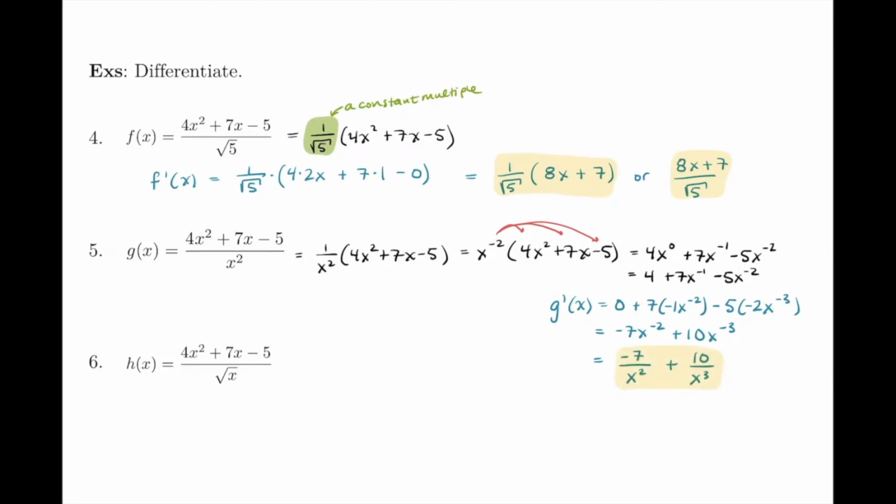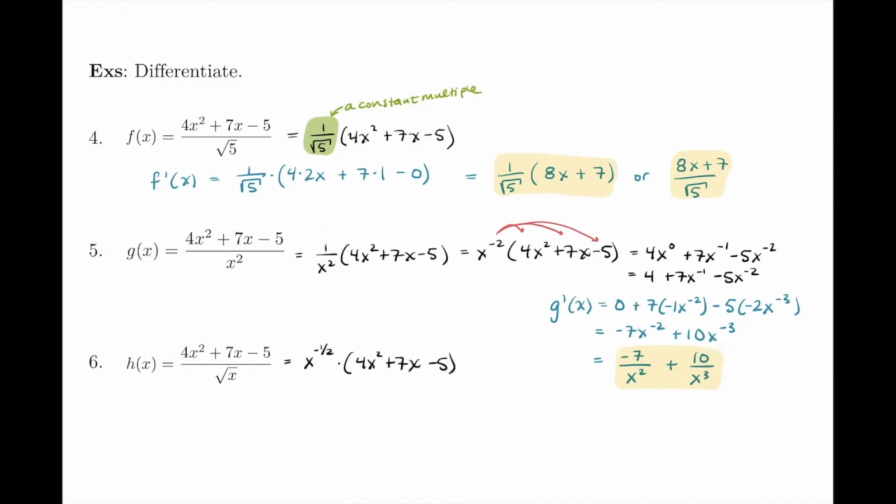In example 6, we have a similar looking function to the one in example 5, except now in the bottom we don't have x squared, we have the square root of x. Okay, so we'll do the same sort of thing. We're going to want to bring this up and change this divide to multiply. So that will look like x to the negative 1/2 times 4x squared plus 7x minus 5.